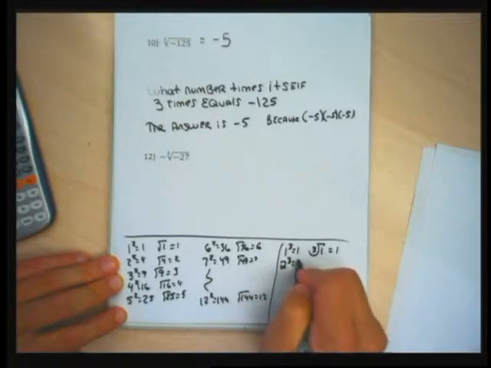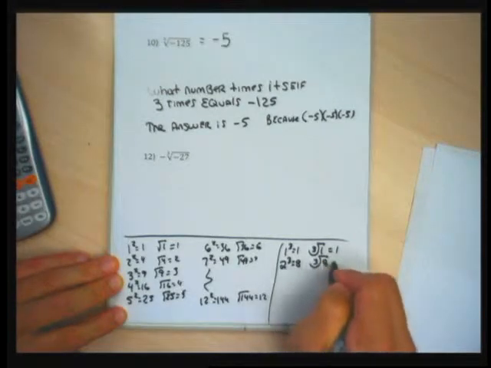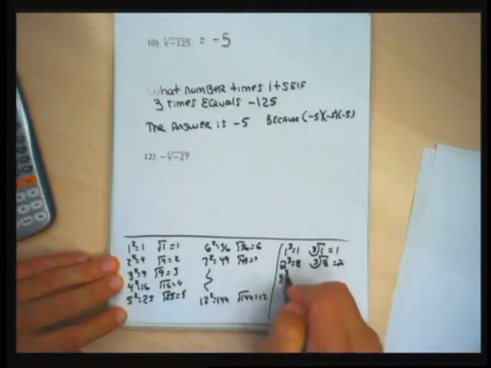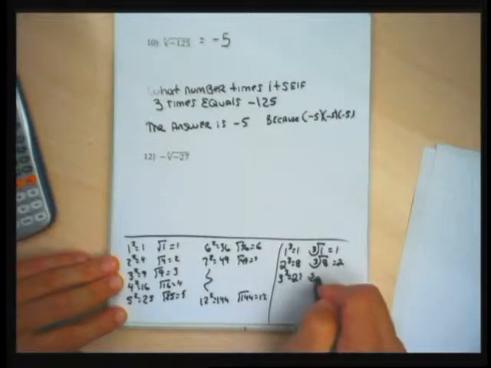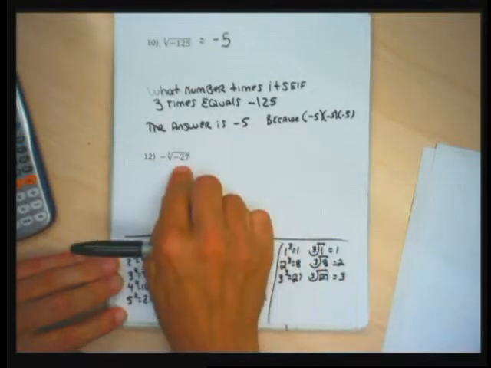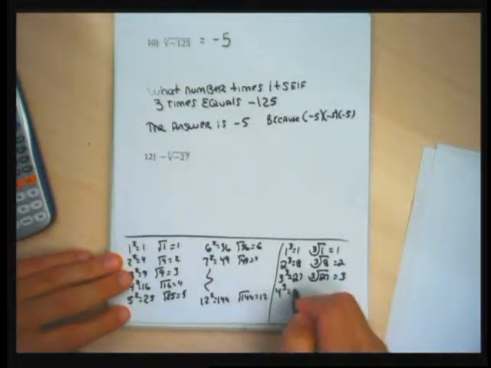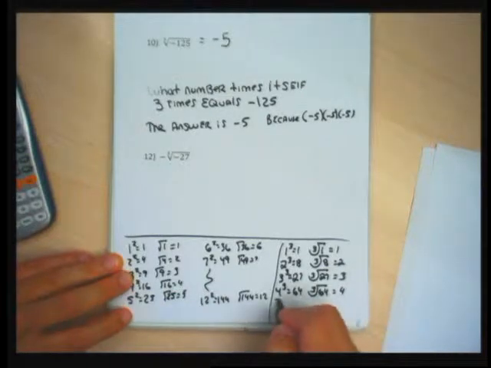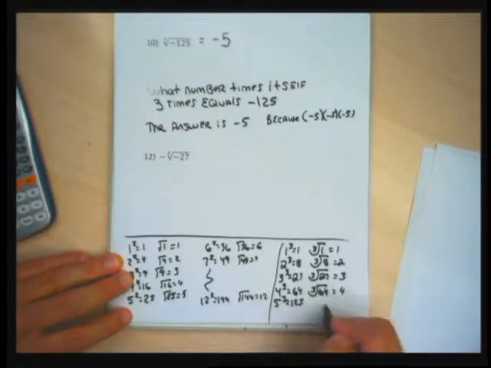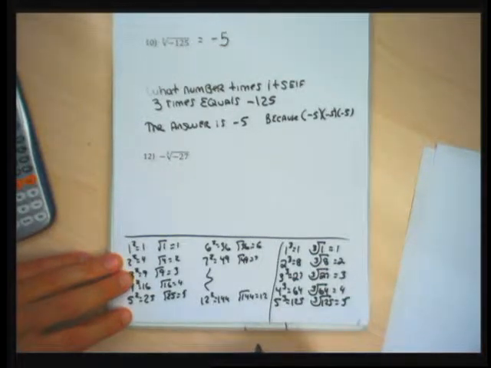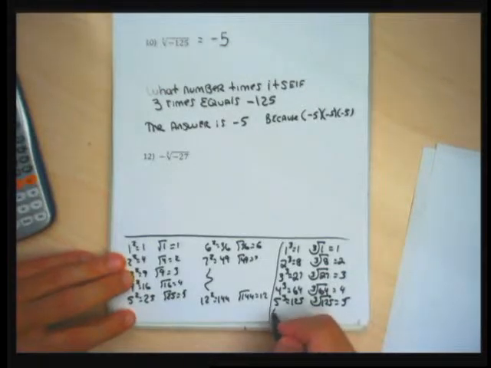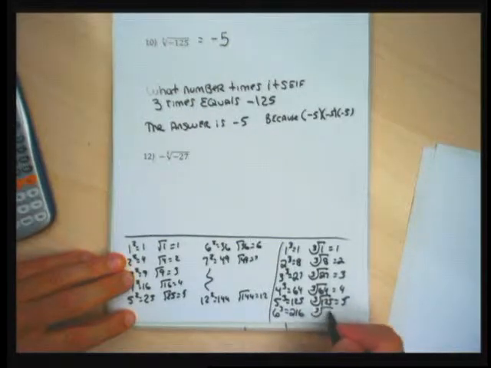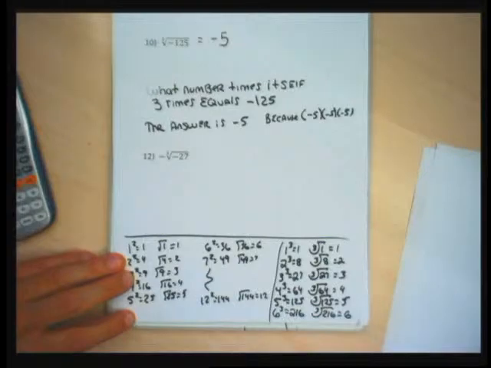2 cubed is 8, so the cube root of 8 is 2. 3 cubed is 27, so the cube root of 27 is 3. 4 cubed is 64, so the cube root of 64 is 4. 5 cubed is 125, so the cube root of 125 is 5. Now we're getting to the point where it's silly to just not use your calculator. Probably the highest one I'd learn is 6 cubed is 216, so the cube root of 216 is 6.